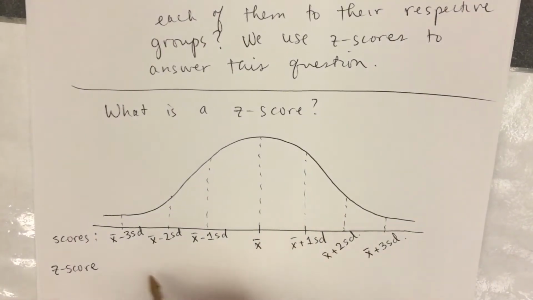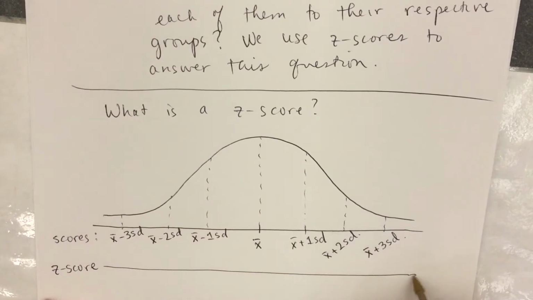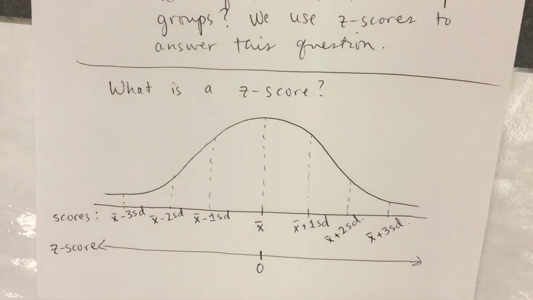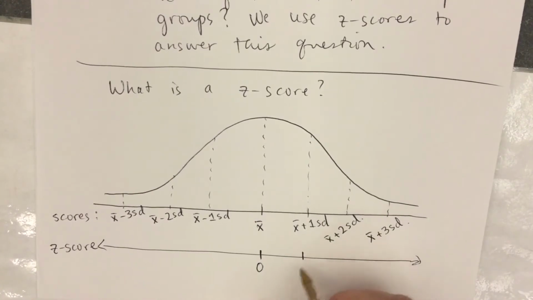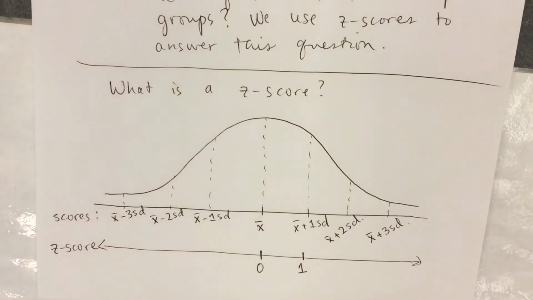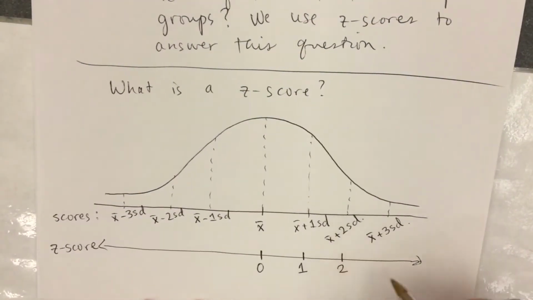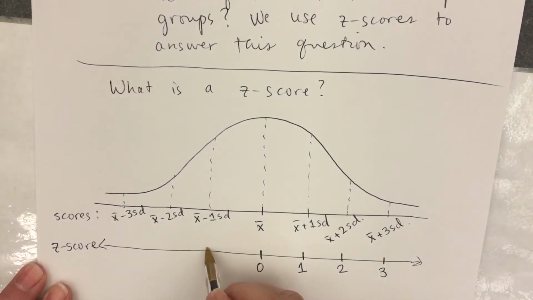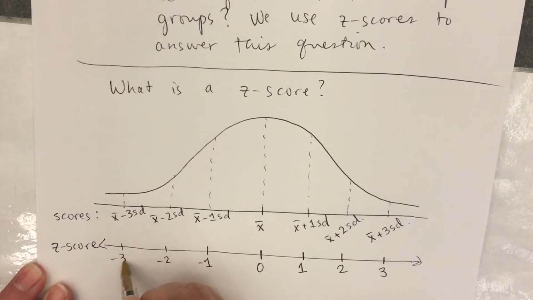Where x bar is, that's a z-score of 0. So on my number line, I'll put a 0 there. The score that is 1 standard deviation above the mean has a z-score of 1. A score that's 2 above has a z-score of 2. And a score that's 3 above has a z-score of 3. Can you guess the other way? Yes, -1, -2, -3.